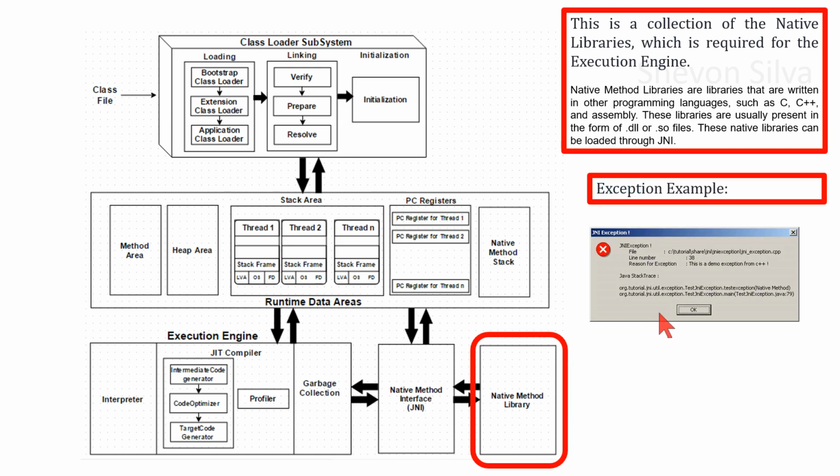You can see here an exception example in a JNI exception. You can see the file of the C code here, line numbers and the reason for the exception, and you can also see the Java stack trace here.